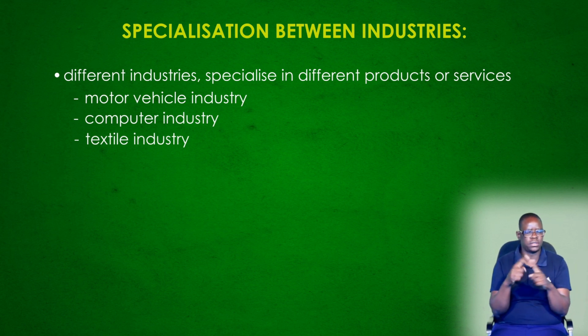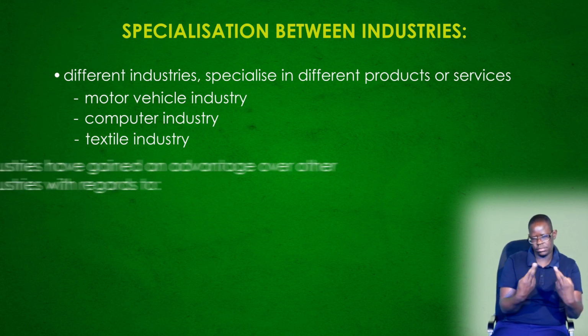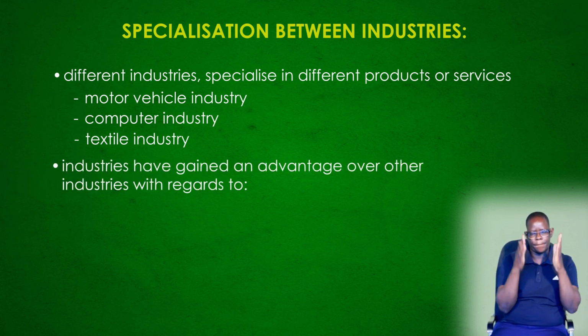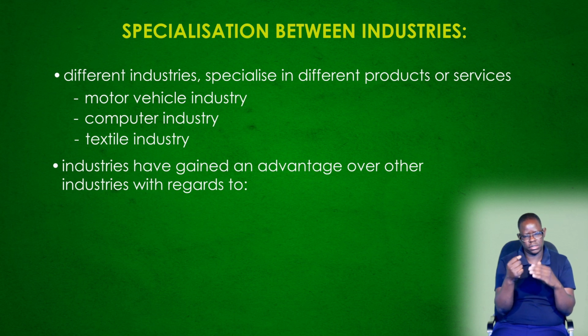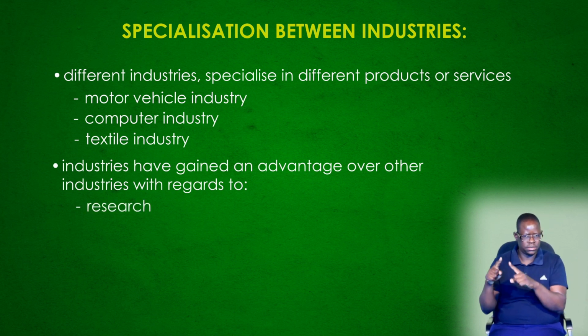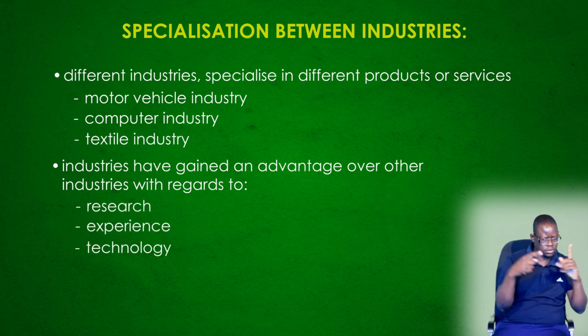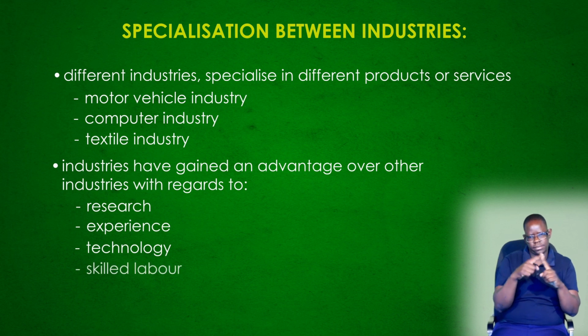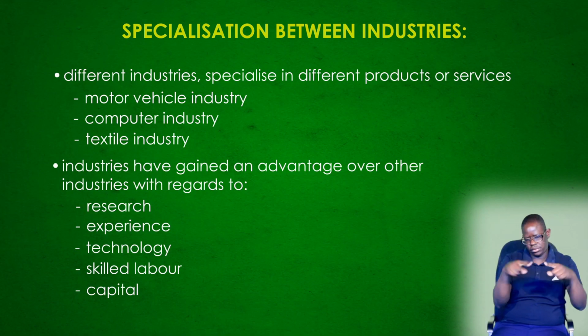These different industries specialize in the production of a particular product or range. They specialize in these industries because they have gained an advantage over other industries with regard to research, experience, and technology in the specific field. Skilled labor, capital, and such factors give them the advantage to do well in those fields.